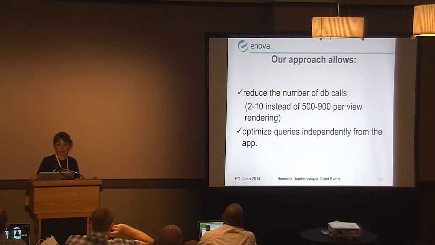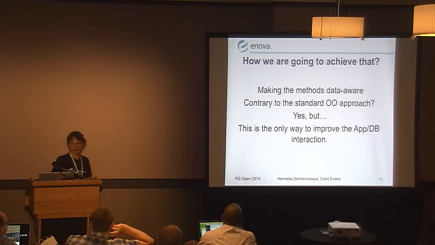So what is the magic? How are we going to achieve that? We are going to make Ruby methods data aware. And that is complete heresy. It's very contrary to the old standard of object-oriented development. But there's basically no way to get around this. Either we implement an absolutely new approach or we'll continue to have similar problems.